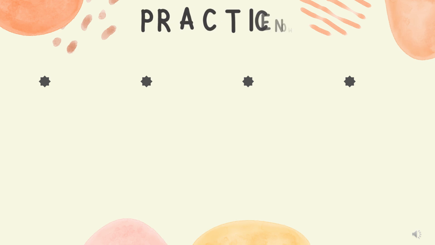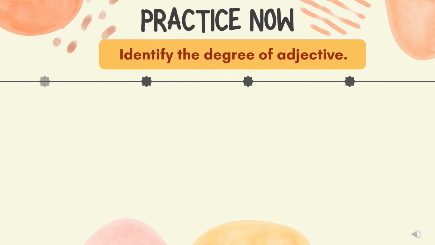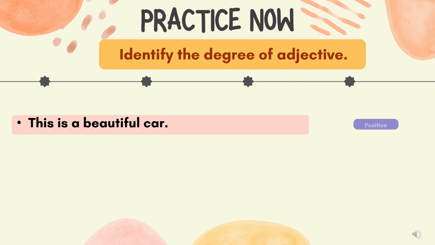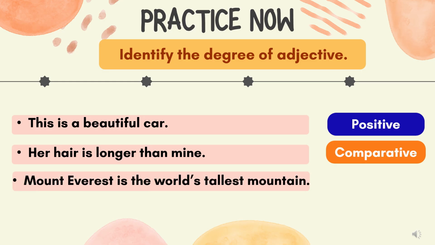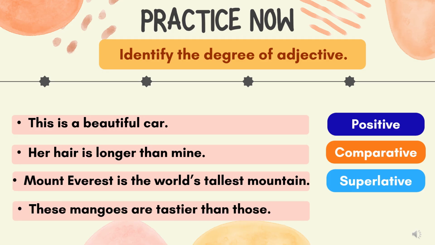And here are the answers. This is a beautiful car uses the positive degree, it's a simple description. Her hair is longer than mine is comparative, comparing two people's hair. Mount Everest is the world's tallest mountain is superlative, it's the ultimate height. These mangoes are tastier than those is also comparative, comparing two groups. How did you do? Let's try one more practice to make sure you've mastered the degrees of adjectives.